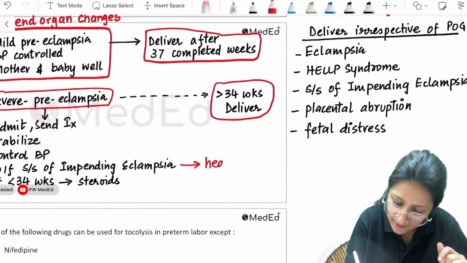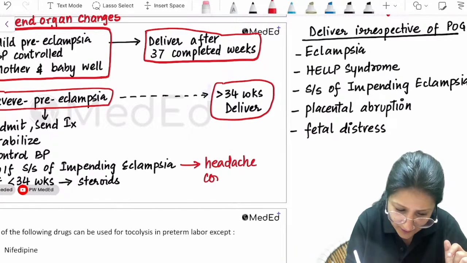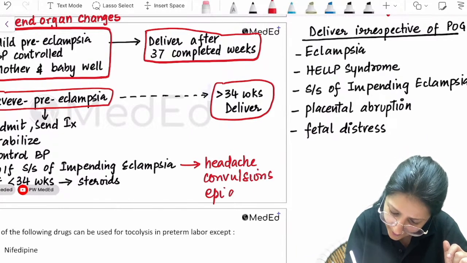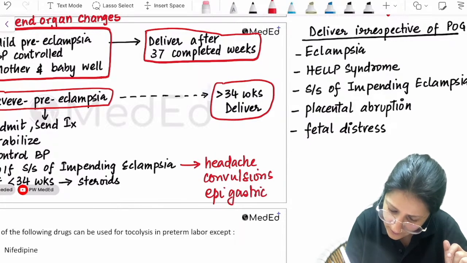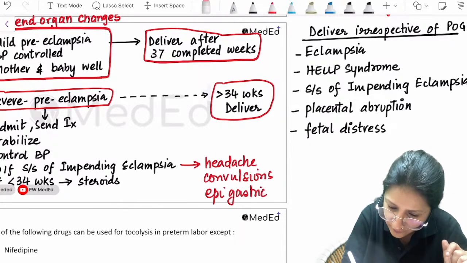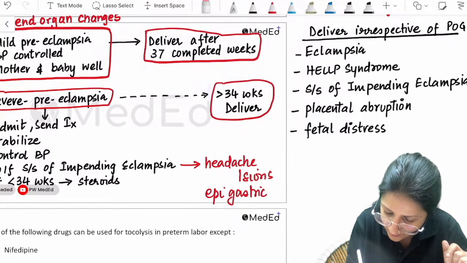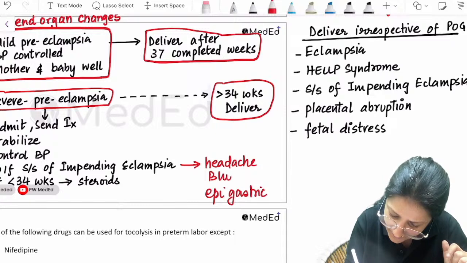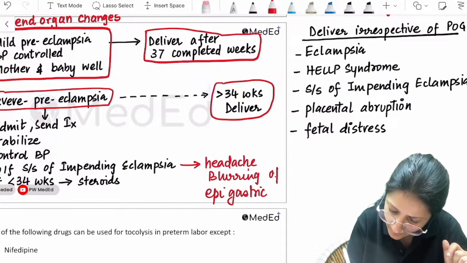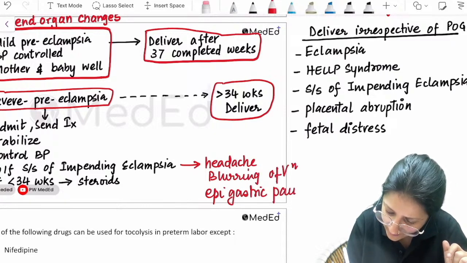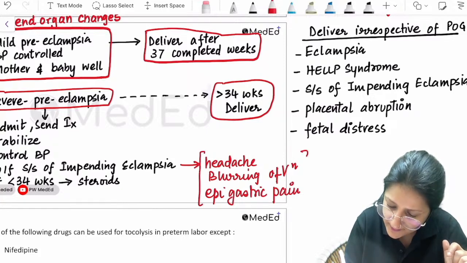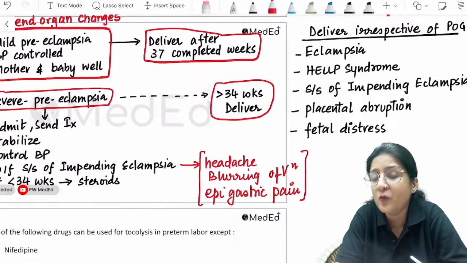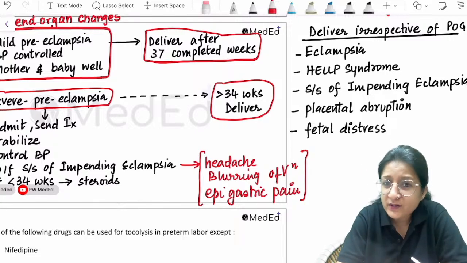If a woman starts having headache, blurring of vision, epigastric pain, right? These are your signs and symptoms of impending eclampsia, meaning she can have a convulsion at any moment now. So keep them in mind.